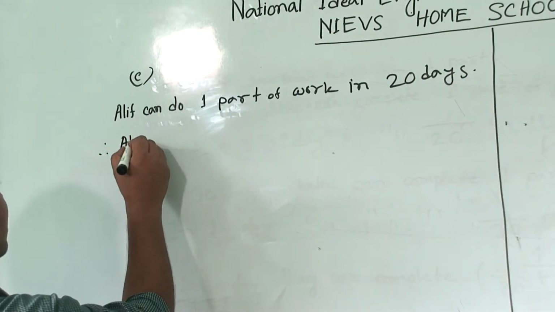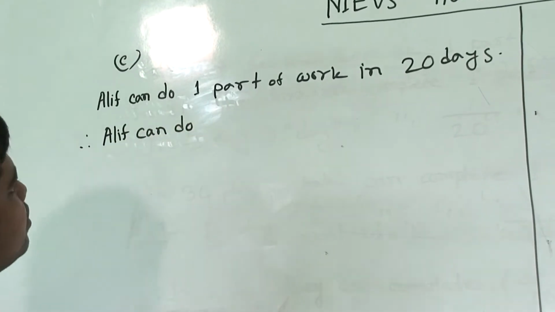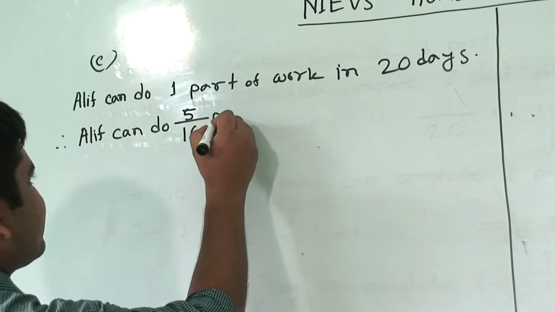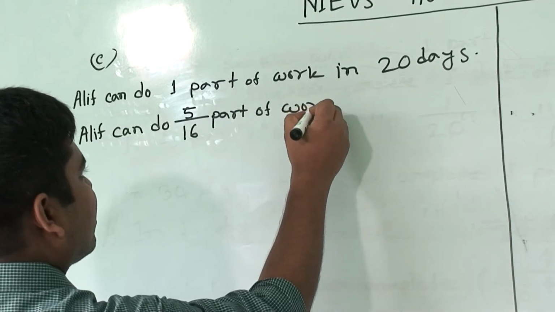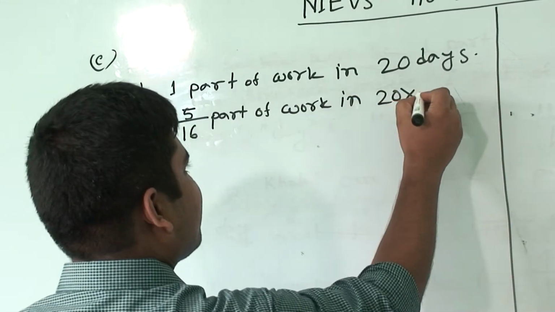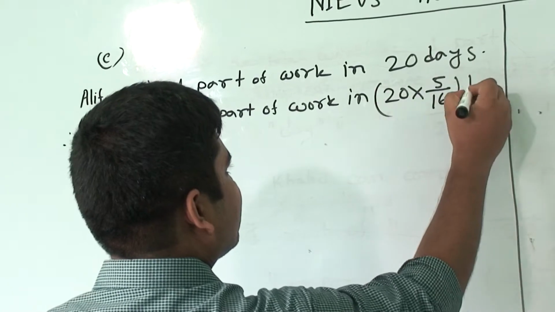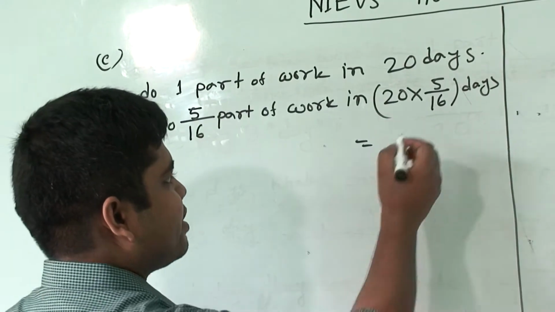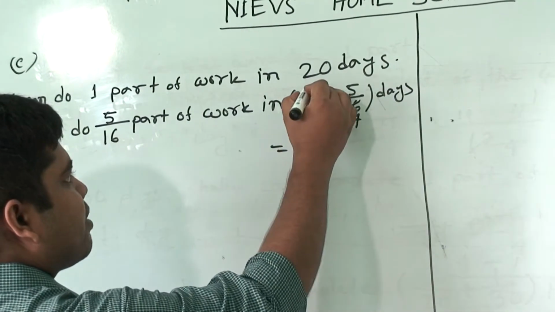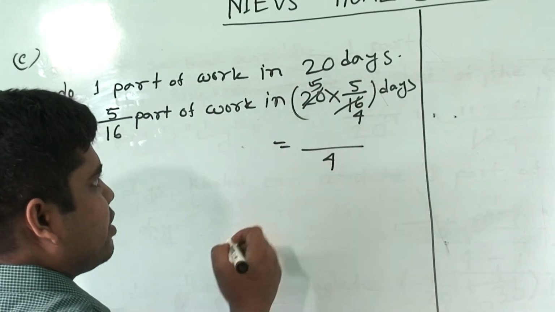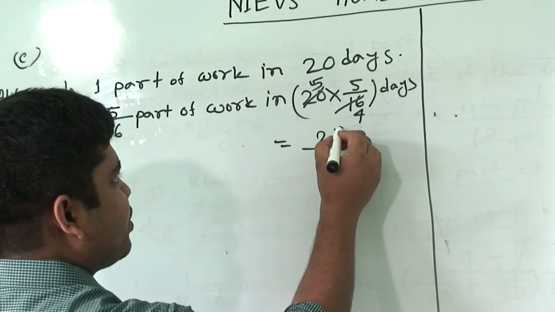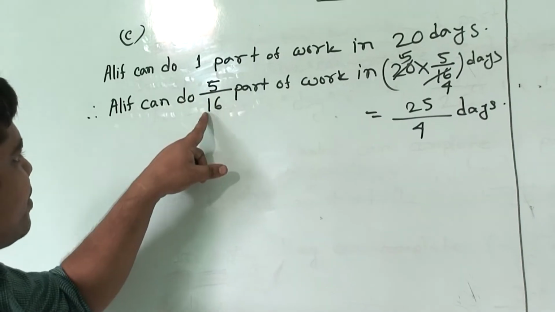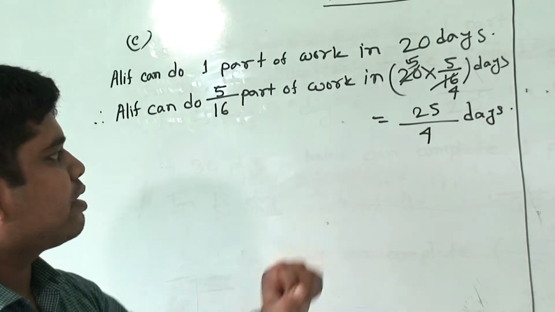Therefore Alif can do one part. The given part is 5/16. 5/16 part of work in 20 multiplied by 5/16 days. That means now we cut this number. 4 4s are 16 and 4 5s are 20. Now 4 as denominator and numerator is 5 5s are 25 days. So Alif can complete 5/16 part in 25/4 days.